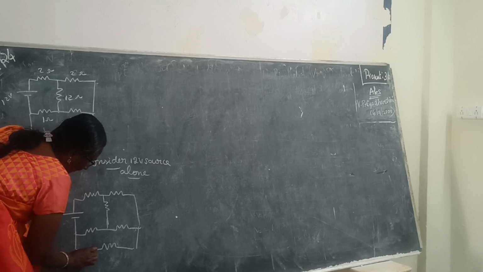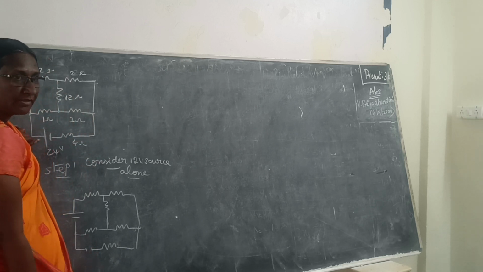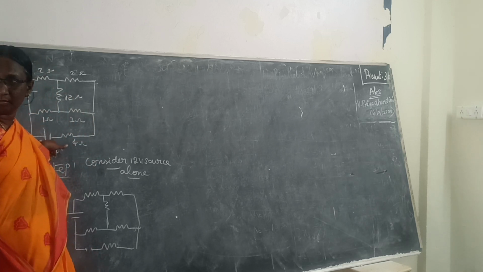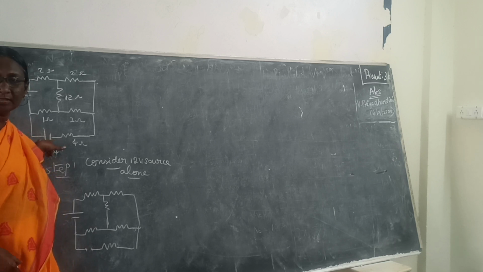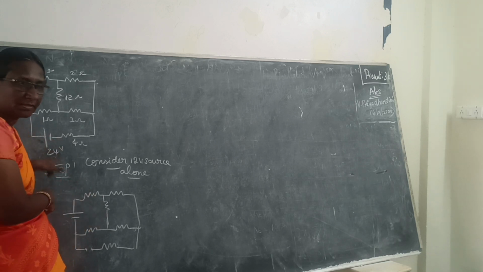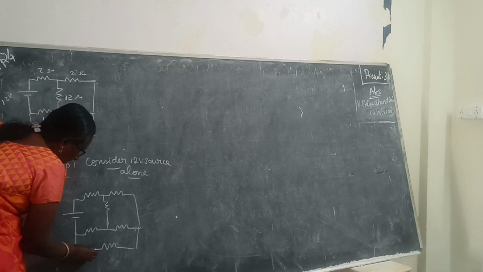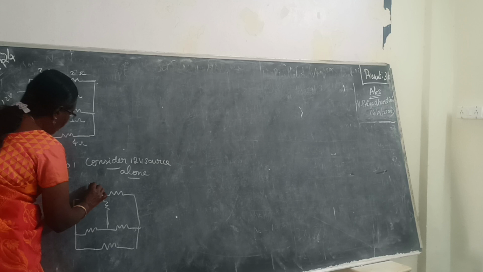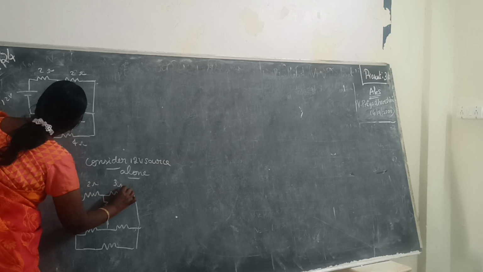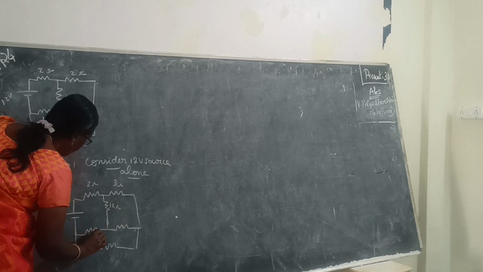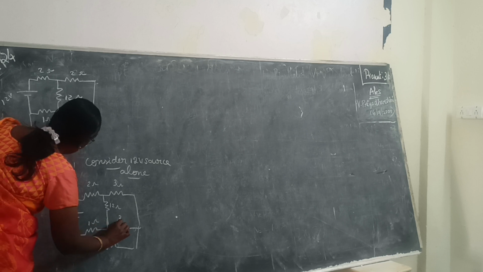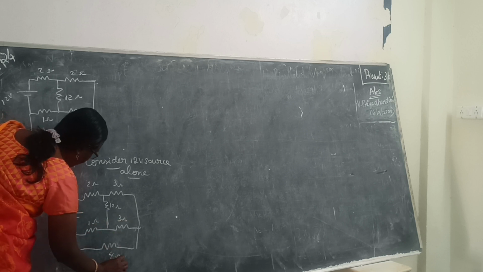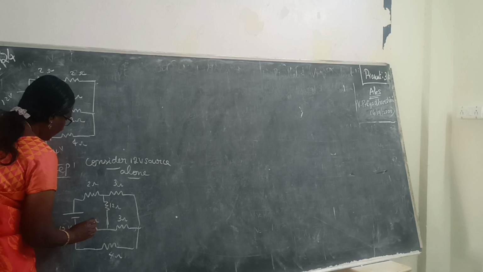Open circuit means you have to draw like this, isn't it? So here, to make the voltage source 0, the voltage source voltage is 0 under short circuit condition. So this is short circuit. Okay, now this is 2 ohm, 3 ohm, 12 ohm, 1 ohm, 3 ohm, 4 ohm, 12 ohm.